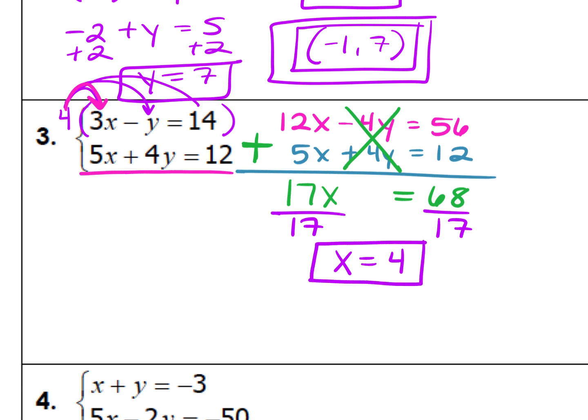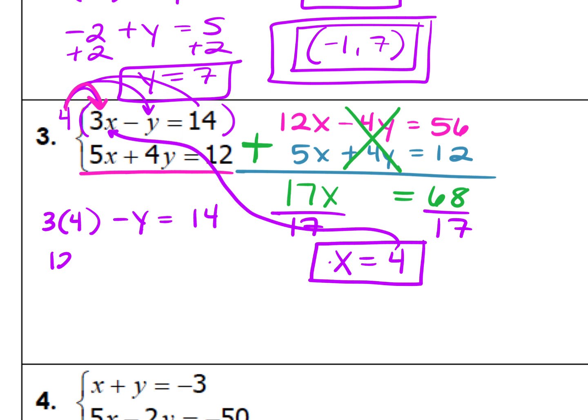Okay? Then once you have your x, you can plug that back in wherever you want to plug it in to one of the equations we've been working with. Where did you plug it in? Any preference? Top equation or bottom equation? Top. Okay, so if we take this 4 and we plug it in here, it would be 3 times 4 minus y equals 14. So that's 12 minus y equals 14. We're going to take away the 12.